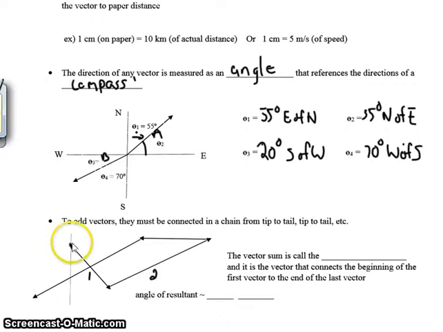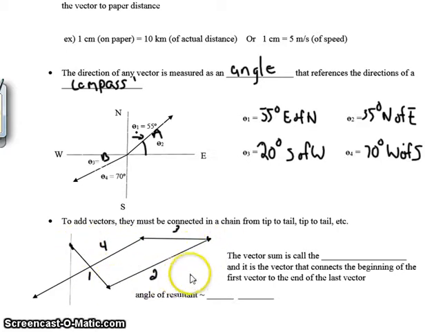In other words, I started here on 1, I ended here on 1, so if I'm going to start my next part of my addition, I'm going to start at the end of 1, go to here, that's the end of 2. 3 begins at the end of 2, the tail of 3 is at the tip of 2, and so on and so forth. So I have these 4 vectors connected tip to tail.